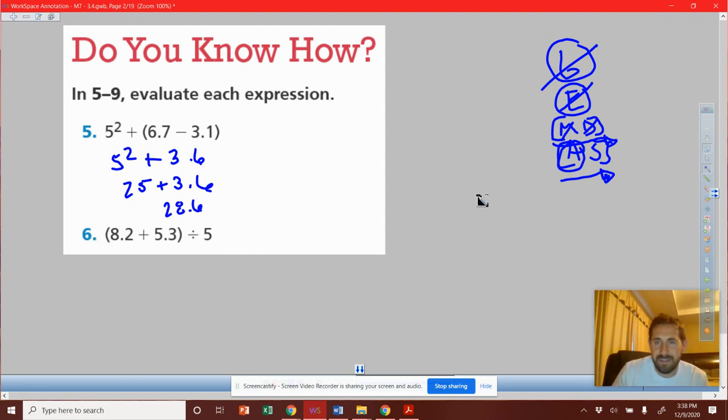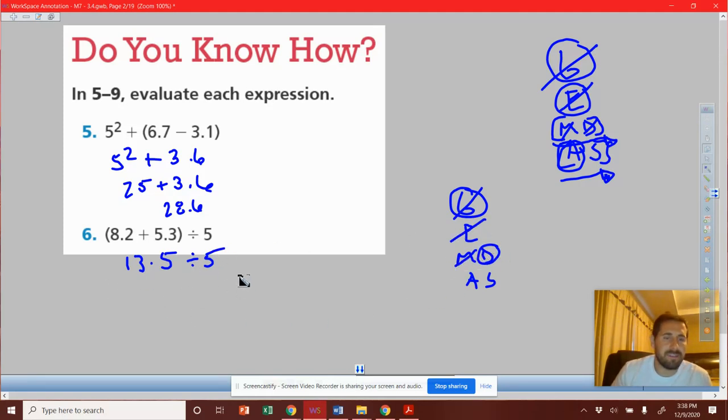Now let's look at the next one. Okay, so grouping symbols, got them again, got to do this first. So the 0.3 from 0.2, oh, we're adding these, sorry, never mind. So we have 13.5. So we have 13 and a half, that's done. Now we can bring down the divide by 5. Only one operation, no exponents, no multiplication, only division left.